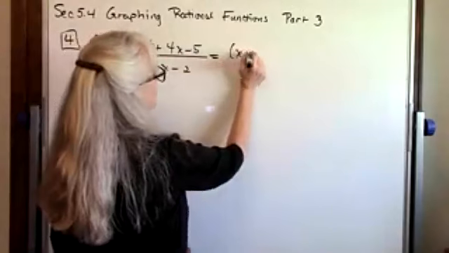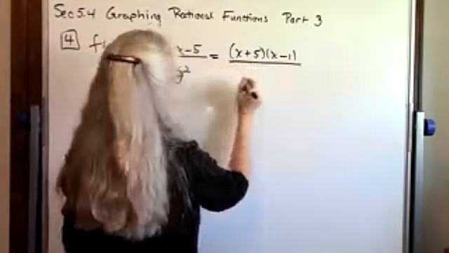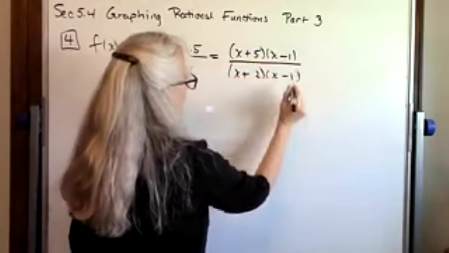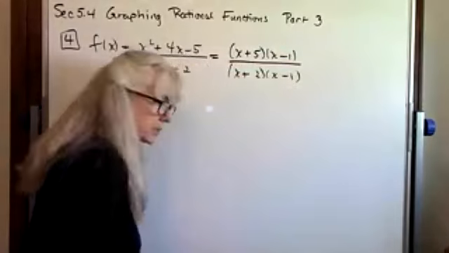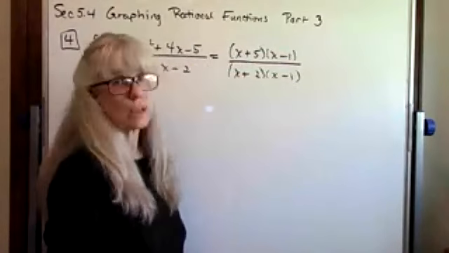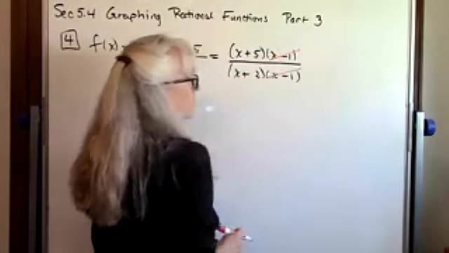So the numerator factors into x plus 5 and x minus 1. The denominator factors into x plus 2 and x minus 1. What we're going to notice is that both the numerator and the denominator have a factor of x minus 1. It is a fraction. That means you can cancel things out that are alike. Now, we have to remember that, right? So we cancel that out.